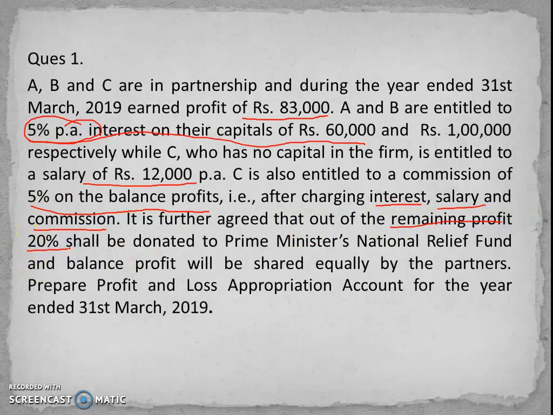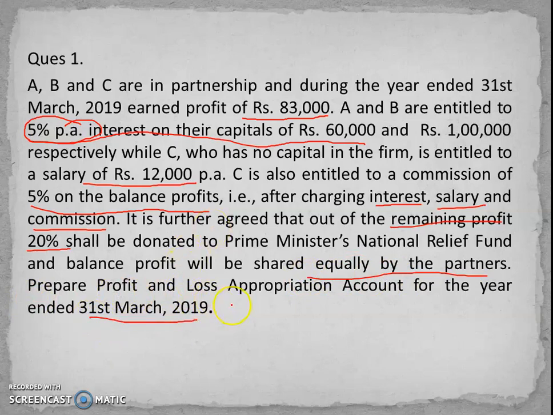20% shall be donated to Prime Minister's National Relief Fund. So whatever profit will be remained, then out of that 20% will be transferred as donation. And they are sharing the profit in equal profit sharing ratio. You are required to prepare the profit and loss appropriation account for the year ended 31st March 2017.